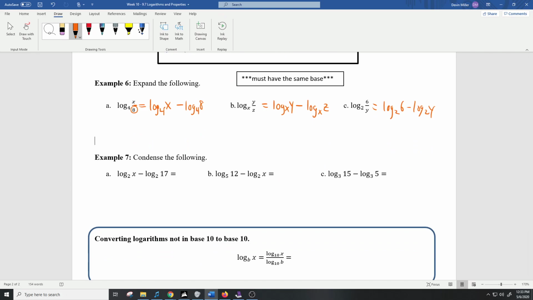All right, let's put these together. Log base 2 of x minus log base 2 of 17. That means this part is the denominator. We're going to write one logarithm, log base 2. Got to keep the same base. X is on top over 17. That's all you have to do. Part B. Look at the same base, 5 and 2. They do not have the same base. You cannot condense them together, so it's not possible.